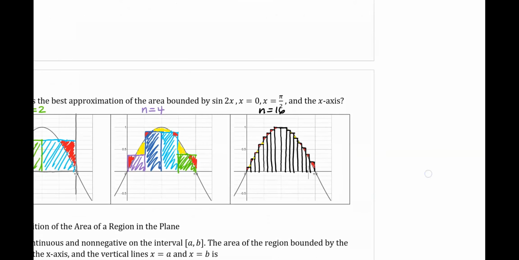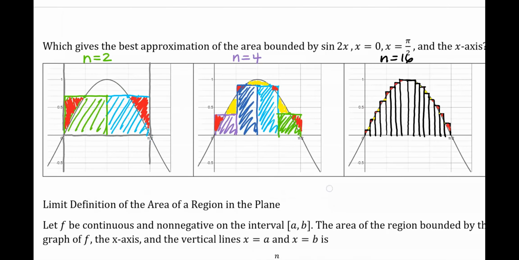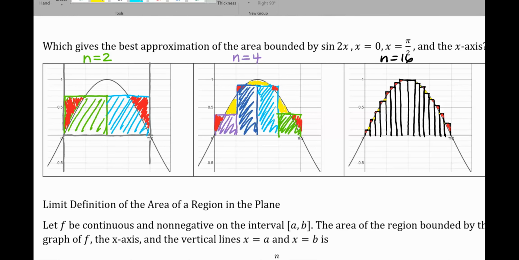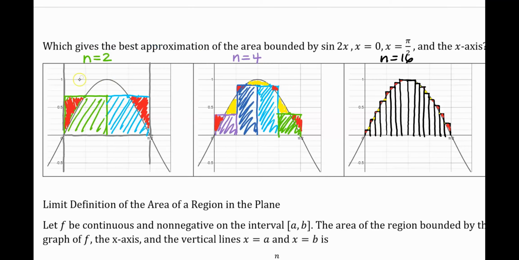From these 3, which of these would you say has the least amount of space that is counted or overcounted? So we're looking at the red and the yellow. And by the way, I'm looking at that first picture now. There's a huge chunk at the top that I need to shade in yellow because we're not grabbing any of this area when we really should be.